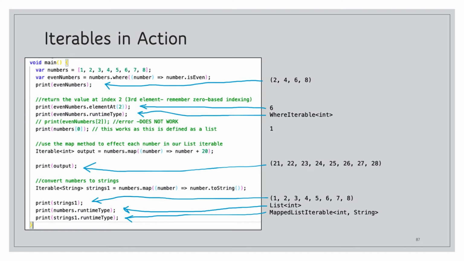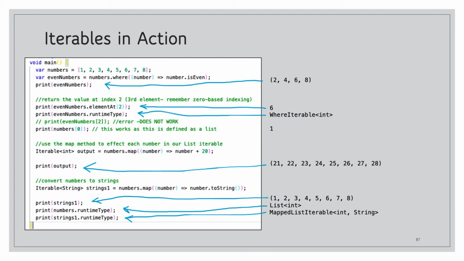So now we return the value at index 2. That's the third element because we're using zero-based indexing. So that comes to be 6. We look at the runtime type, and it certainly is an iterable. It will not work for us to use indexing. Why? Because it's an iterable. However, if we did the same for numbers, that would work. It's a list. Again, that's one of the key differences.